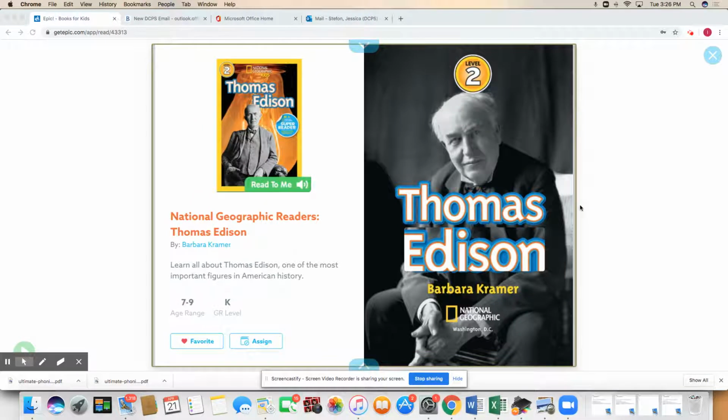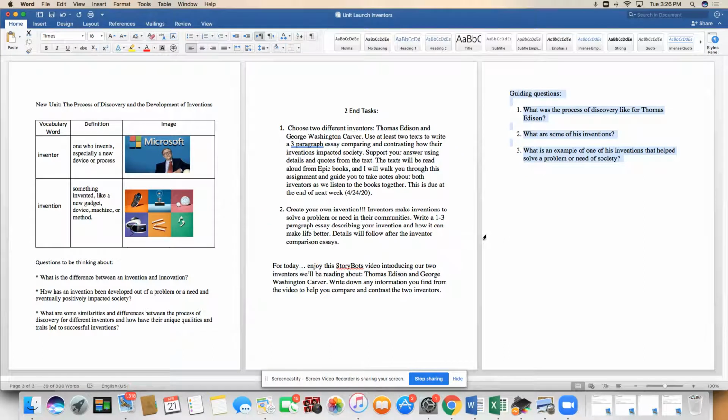It's called Thomas Edison. This is a nonfiction book, and it's going to tell us all about the life and discoveries of Thomas Edison. Just before we start reading, let's go back really quickly and look at our vocabulary and our end tasks for this unit.